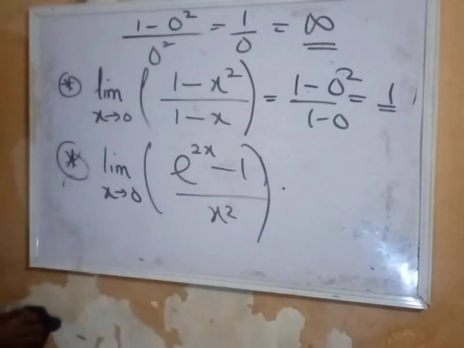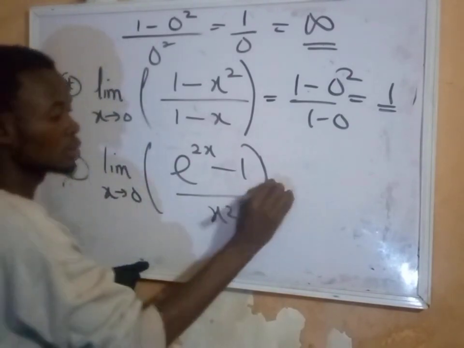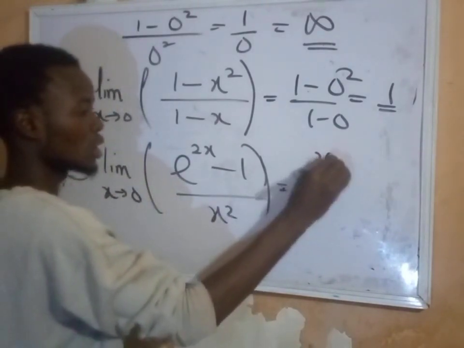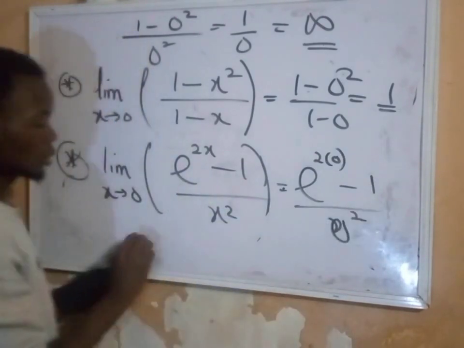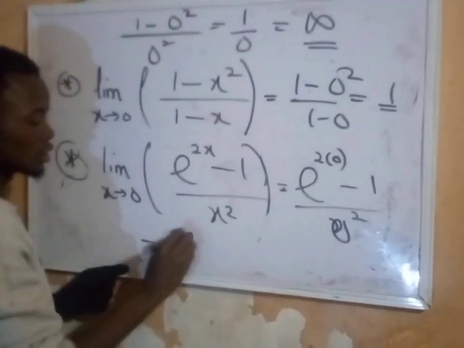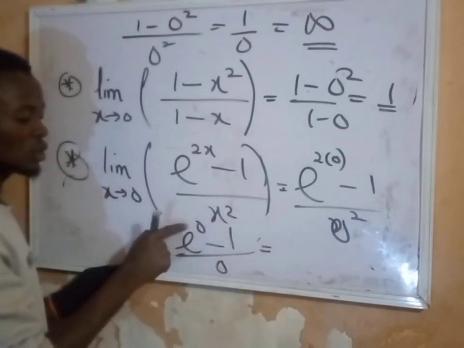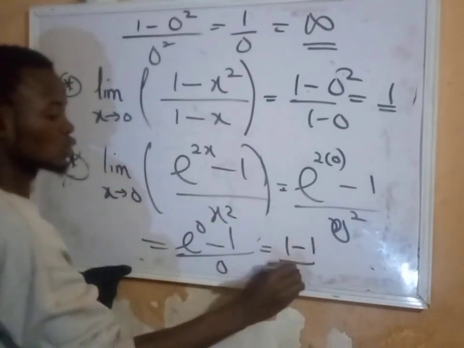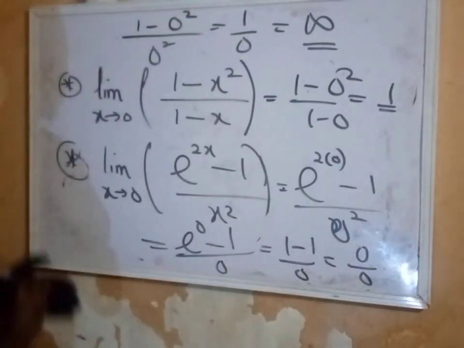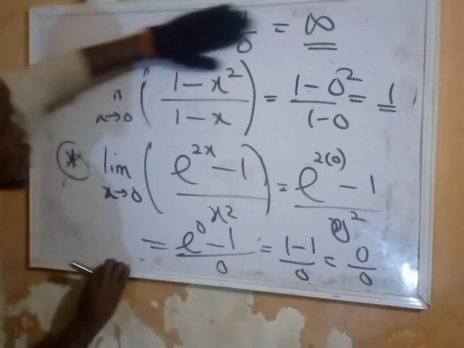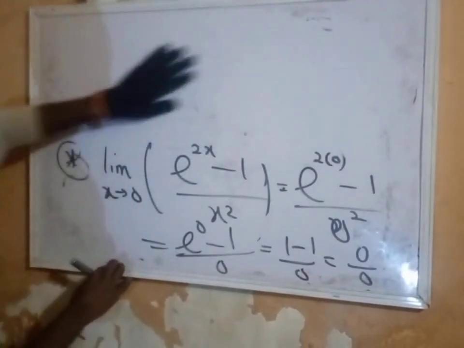Yeah, so how can we solve this? Whenever we have x, we are going to replace that x with 0. Here we have exponential 2 into bracket of 0, minus 1, divided by 0 squared. Exponential 0 is 1, and 1 minus 1, that is 0 divided by 0. So this is undefined. Though to redefine it is very simple. Just keep differentiating until you get to the final answer.